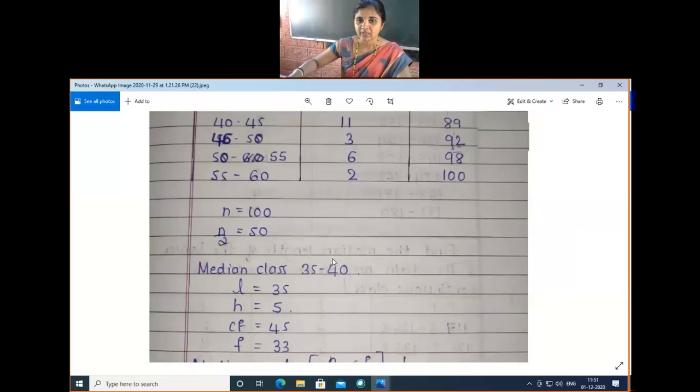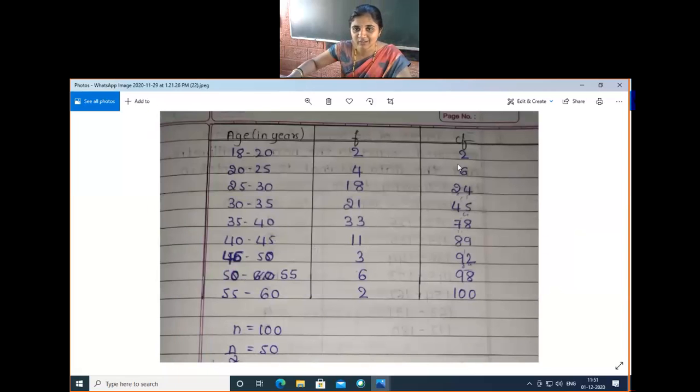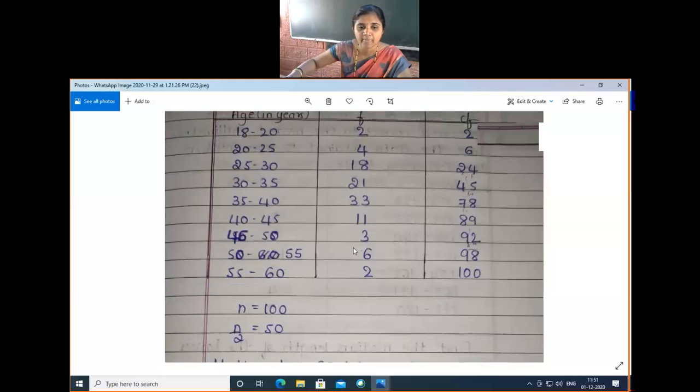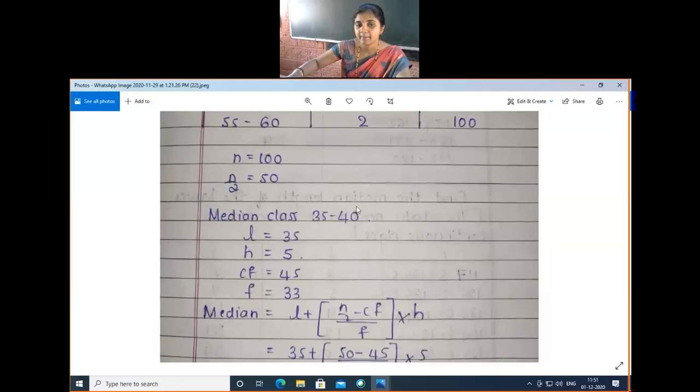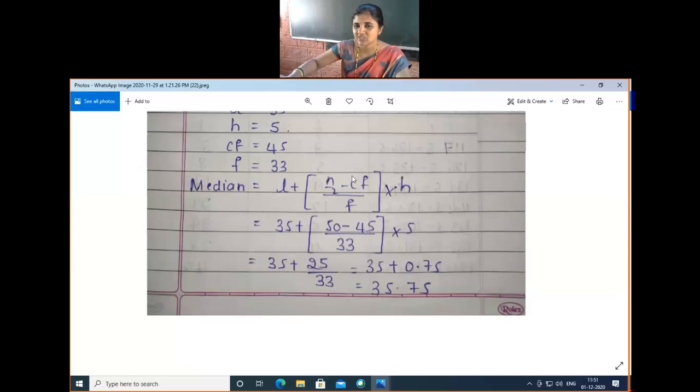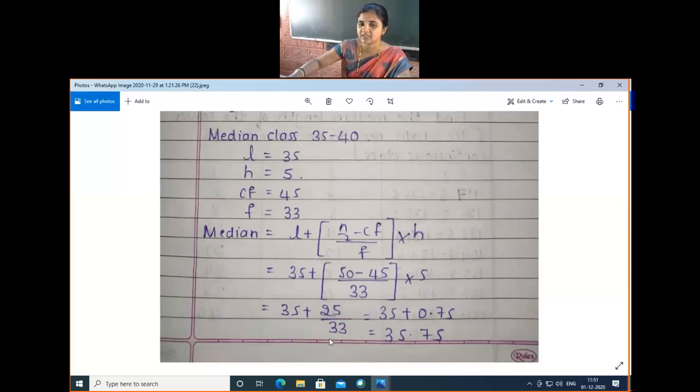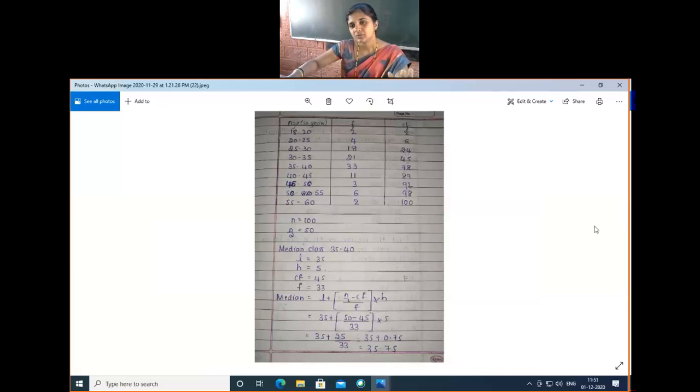Okay, so now n is total frequency column, we got 100, n by 2 is 50. So 50 in the sense in which class interval? 2, 6, 24, 45, this one 78. So this is the median class. 35 to 40 is the median class, correct? Yes, 35 to 40 is the median class. L is 35, h is 5, cf is 45, f is 33. So just substitute and simplify. That is 35.75. Is that clear, students?